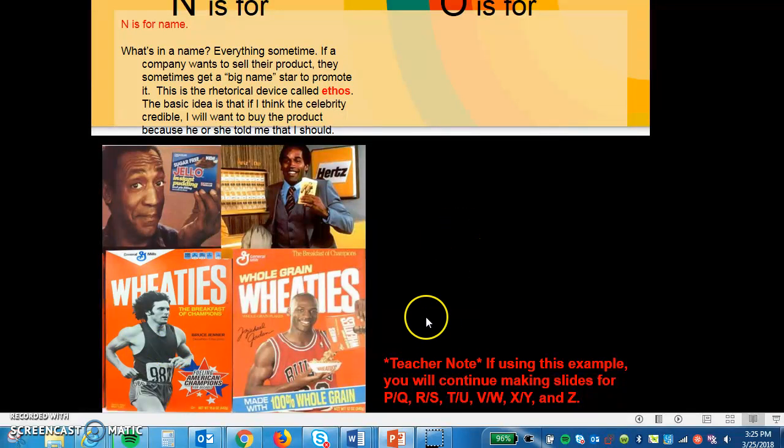If you were to choose this example, you would continue working through the remainder of the alphabet: P, Q, R, S, T, U, V, W, X, Y, and Z. So that's just a couple of examples, walking you through the various steps of the assignment. If you have any questions about the ABCs of American Literature, please do not hesitate to email me.